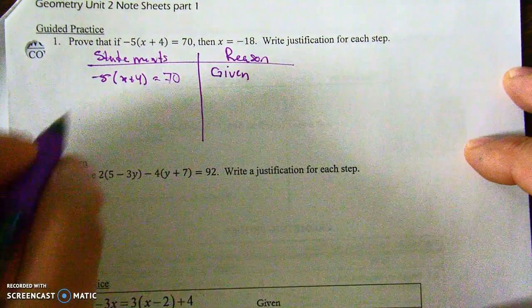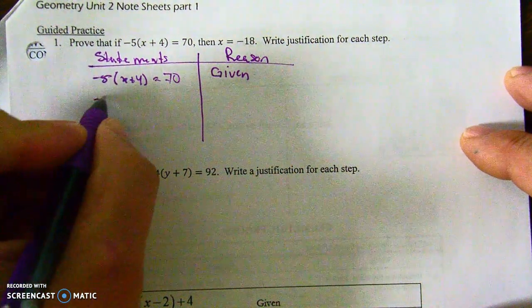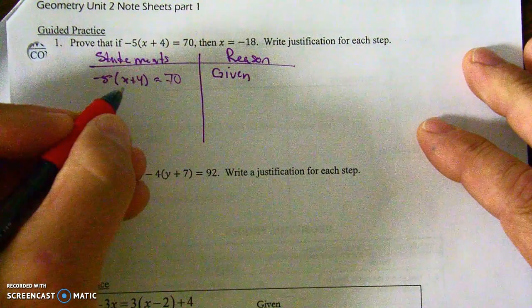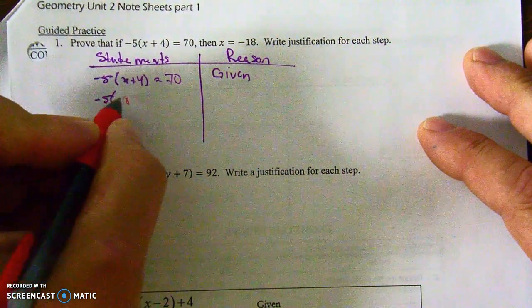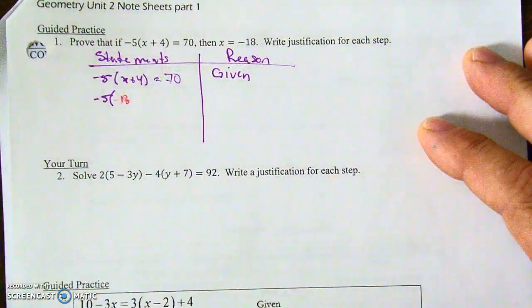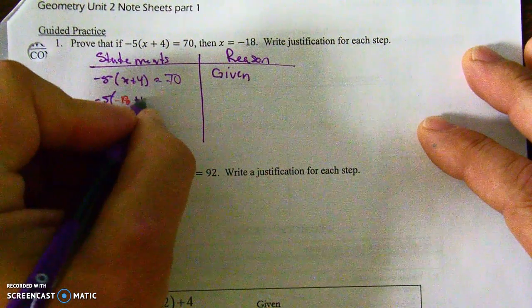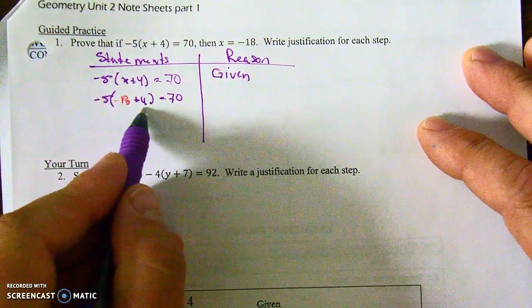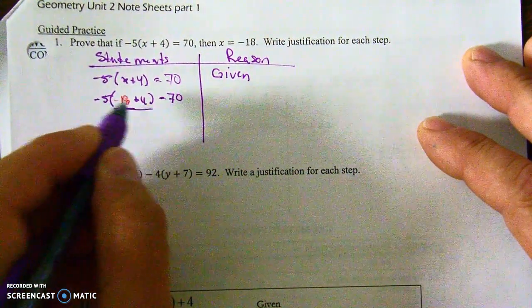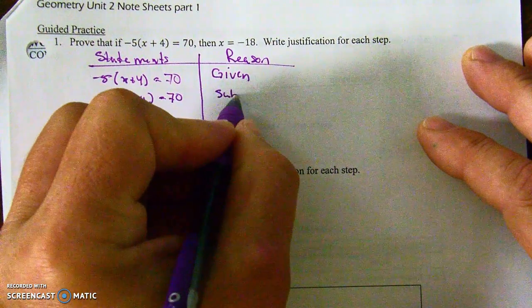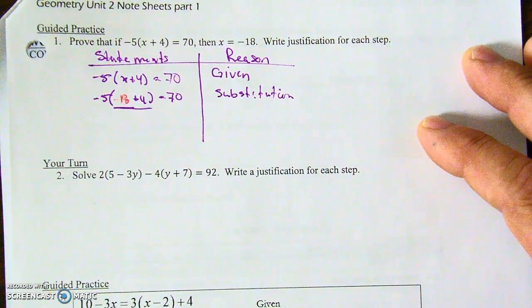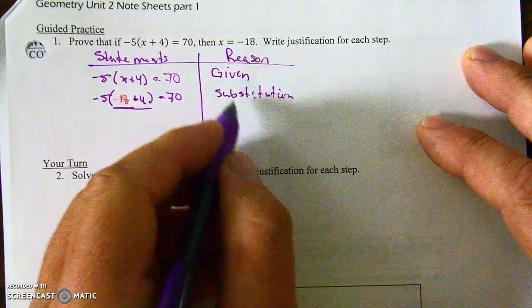Now what we can do is take negative 5, and I'm going to get a different color pen here. Let's go red, and I'm going to substitute in negative 18, plus 4 equals 70. I'm going to underline it. Over here we want to write substitution, because that's the reason. We want to know the reason we did it.